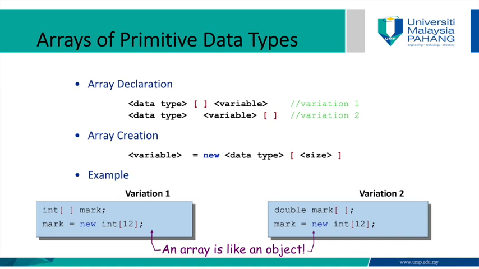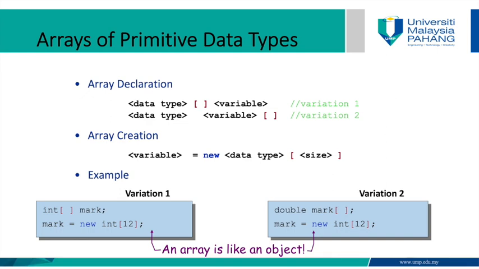So now, how can you declare an array? There are two ways of declaring it: variation 1 and variation 2. In variation 1, you type the data type, then the square bracket, and then the variable. In variation 2, you type data type, variable, and then the square bracket. Both ways are correct, so you can use either way that you are comfortable with.